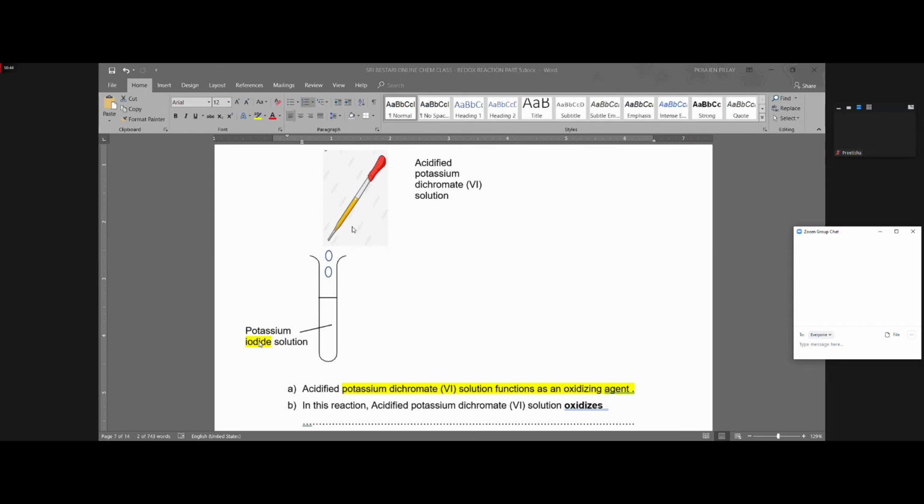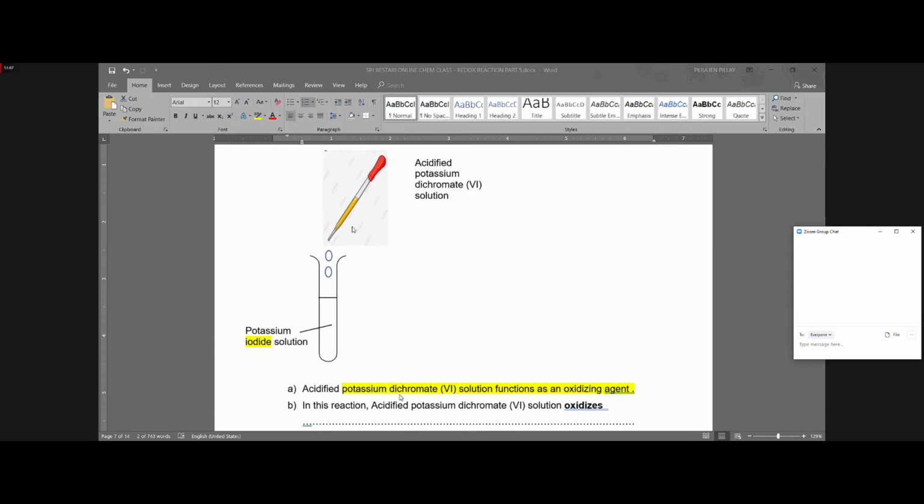Okay, second observation, that one no problem. The iodide ion will change color from colorless to brown because it's becoming iodine. You see, it will change color from colorless to brown. Okay, and then oxidizing agent, no problem.